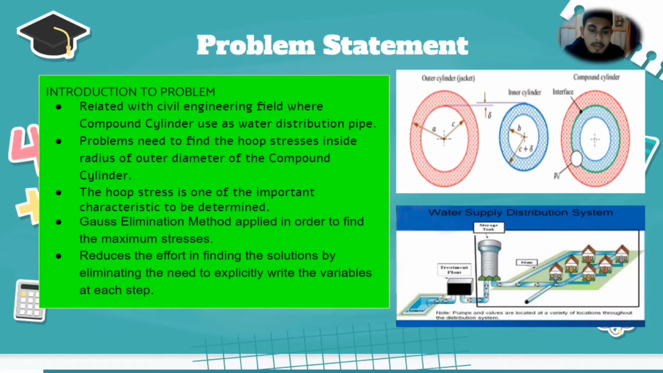So for this problem, the method related to the subject that we already learned in numerical method is Gauss elimination method. So Gauss elimination method is applied in order to find the maximum stress of the compound cylinder. The main idea of using this method is to reduce the effort in finding the solutions by eliminating the need to explicitly write the variables at each step.